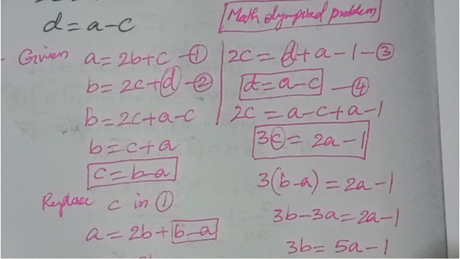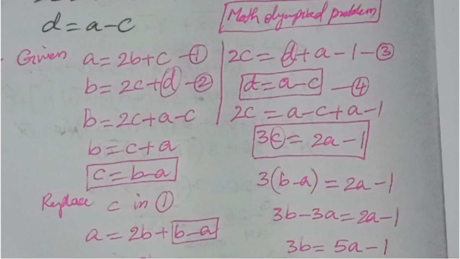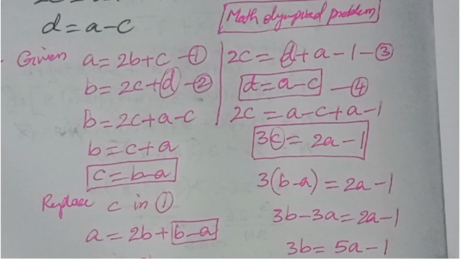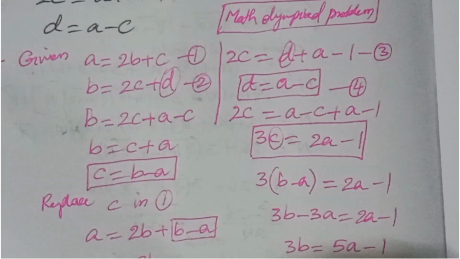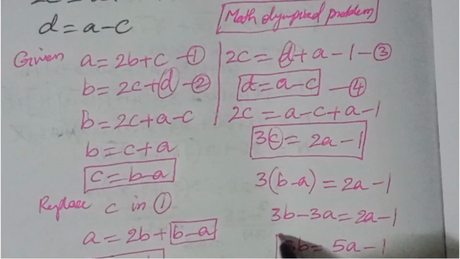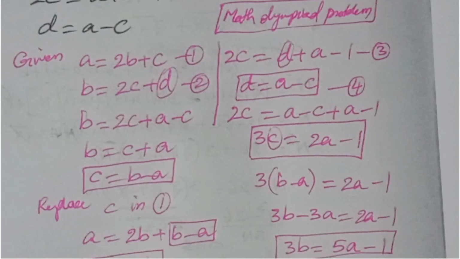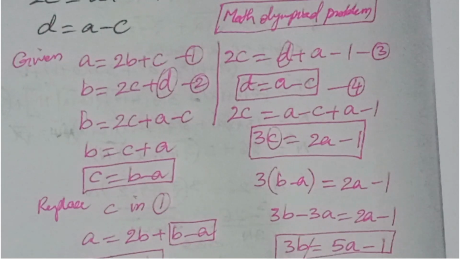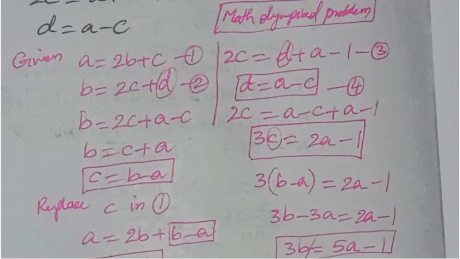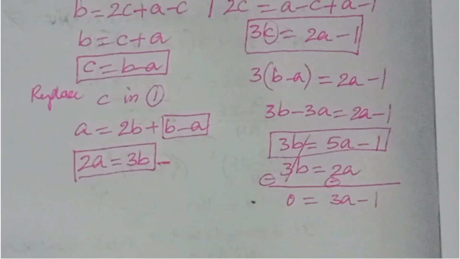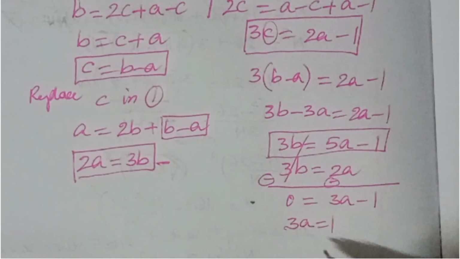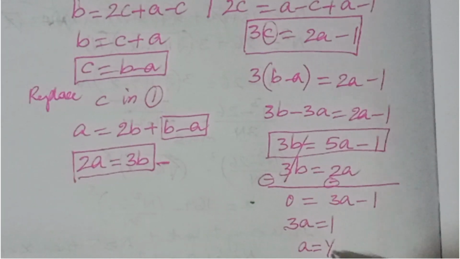So from this you can write 3b is also 2a. So if you solve this, subtracting this and this, here 3b gets cancelled. 0 is equal to 3a minus 1. So 3a is equal to 1. a is equal to 1 by 3.